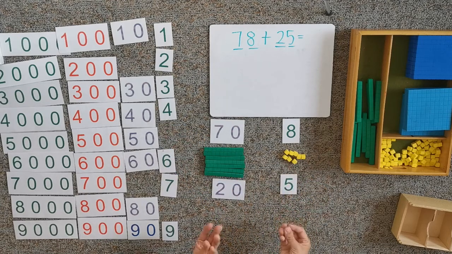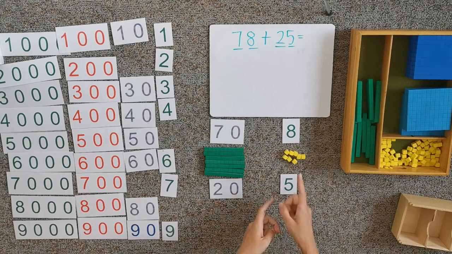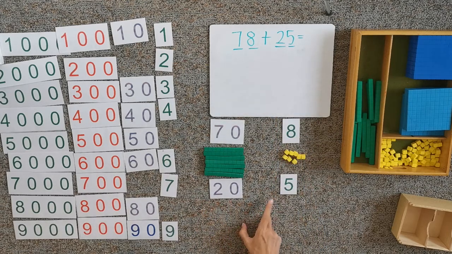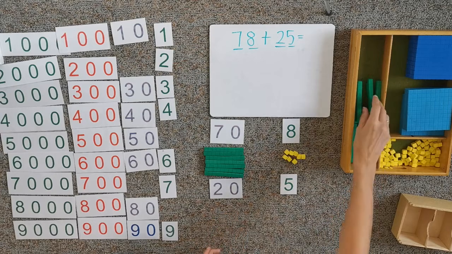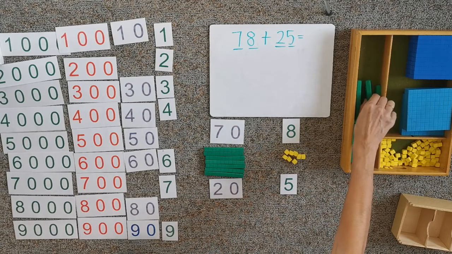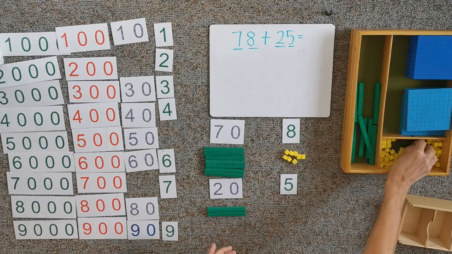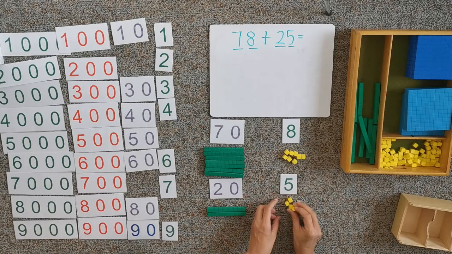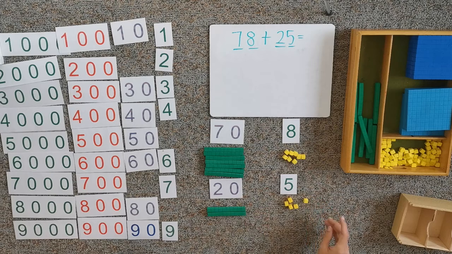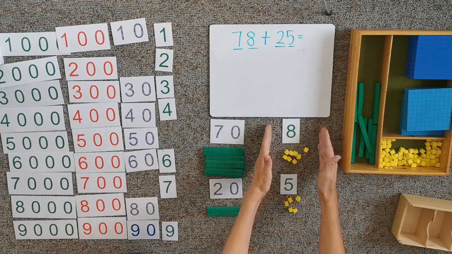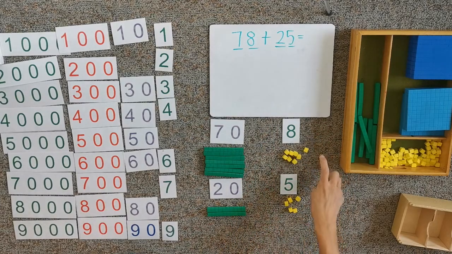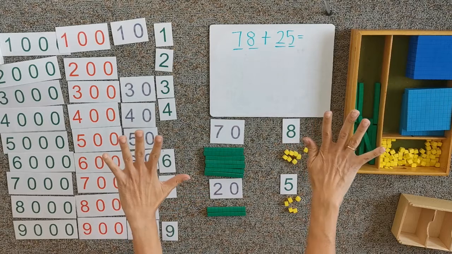25. The numbers talk to us. They told us the expanded form. 25. 20 plus 5. 2 tens. And 5 ones. 1, 2, 3, 4, 5. Okay. Where do I need to start? The ones or the tens? Yes, the ones, the smallest. So 8 plus 5. Don't use your fingers.